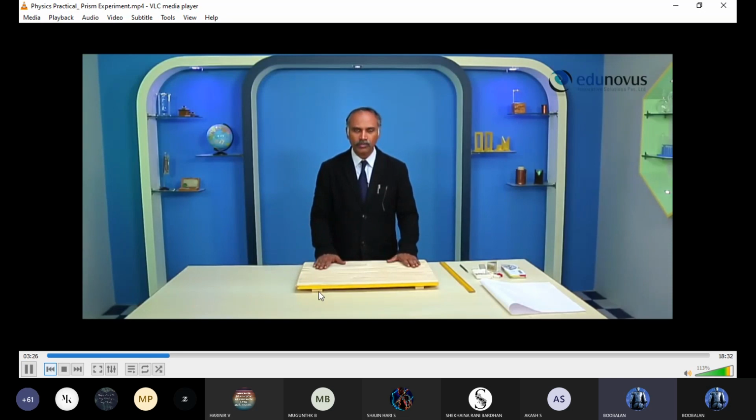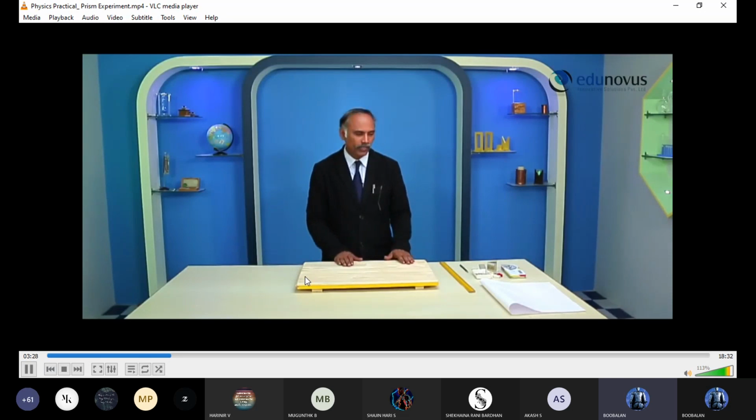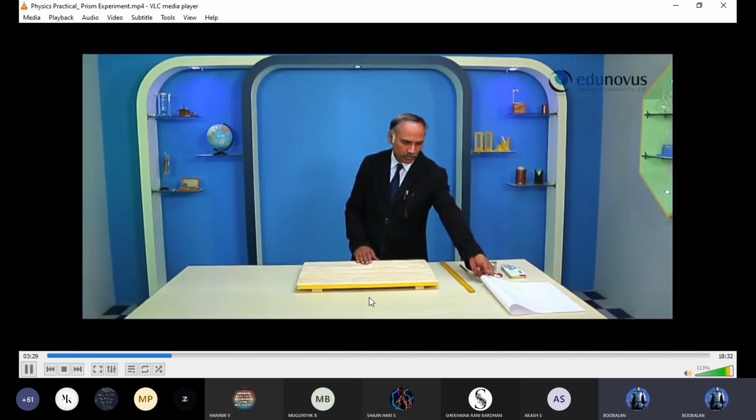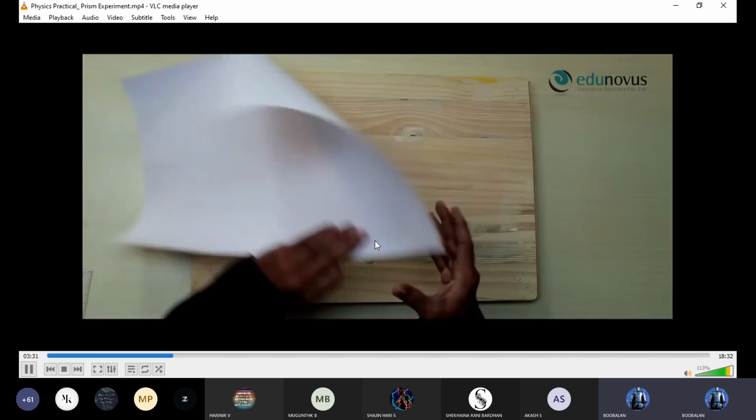So this is the drawing table. We'll take one A4 sheet, otherwise graph chart paper.